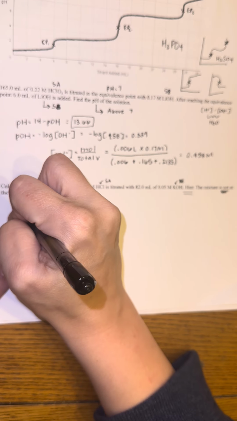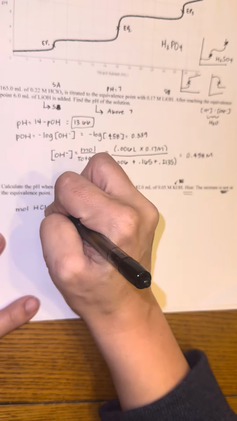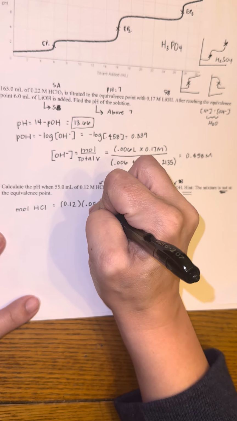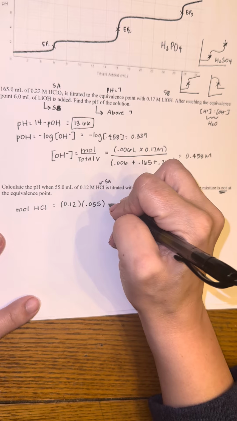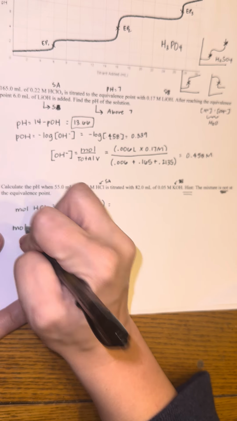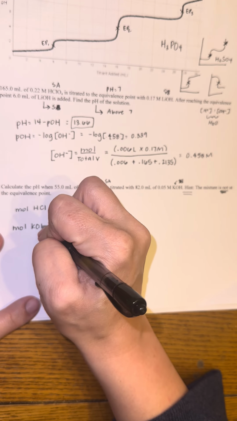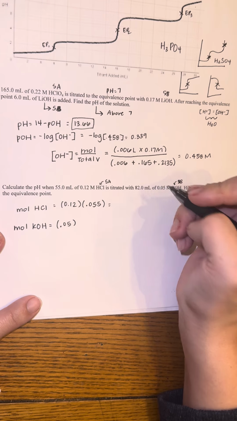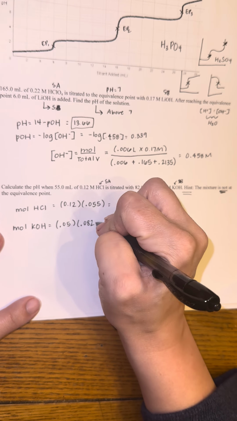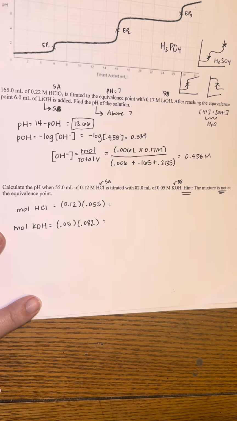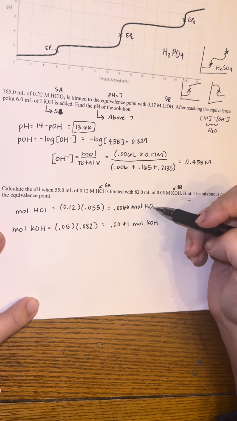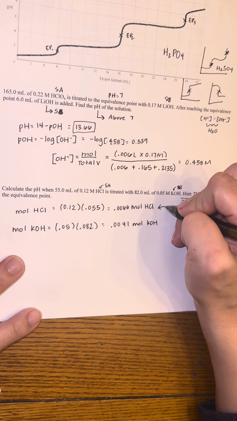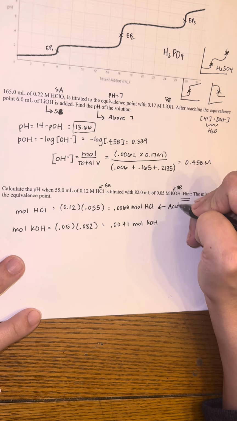So we're going to find moles of HCl. We're going to do molarity times liters, so 0.12 times 0.055. We'll get that one. We're going to compare that to moles of the base, KOH. And so we're going to do molarity, 0.05 times its volume, 0.082. And so let's get moles of both of these, and then we'll see which one we have more of, which will determine our pH. So at this point, once you have moles of each of them, the one that you have more moles of, so in this case it's the acid, that will tell you what the pH should be.